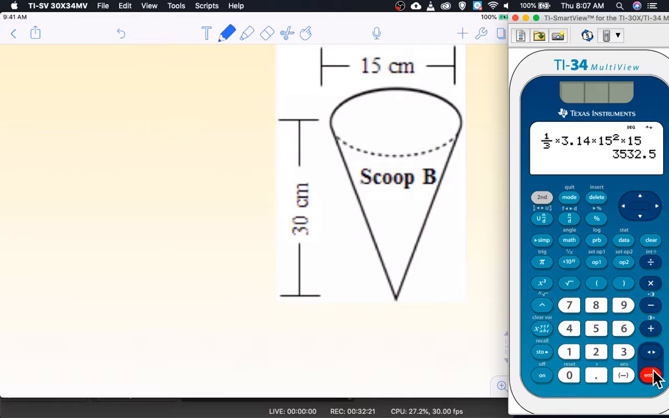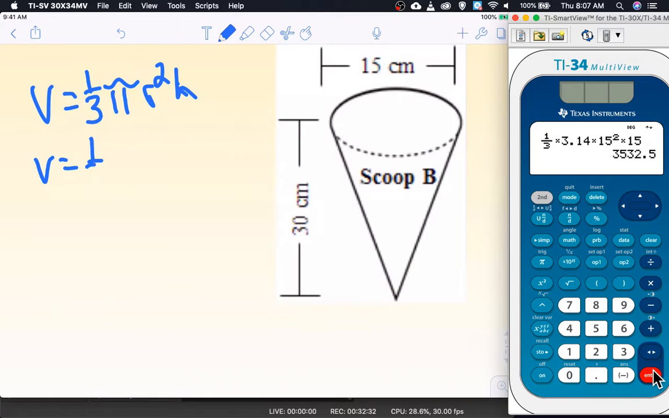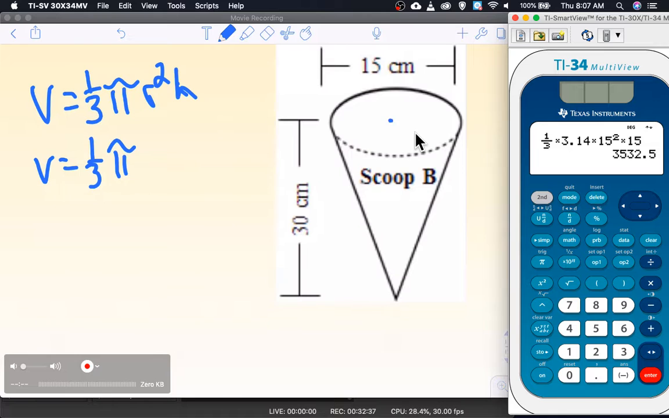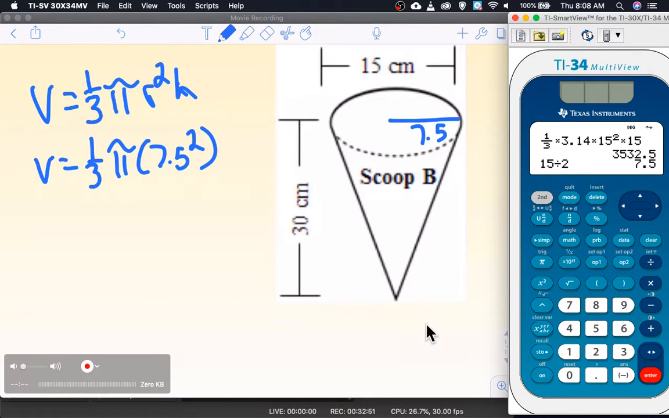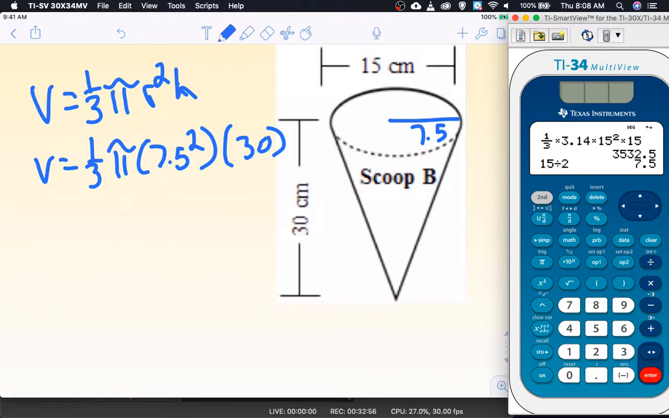Scoop B, volume equals, it's still a cone, so 1/3 pi r squared h. 1/3 pi. All right, what is my radius? Well, a radius would be halfway across a circle, so I'm going to take this 15 and cut it in half. Let's divide it by 2. Should be 7.5 squared, and my height is now 30. Okay, that is ready to type in the calculator.